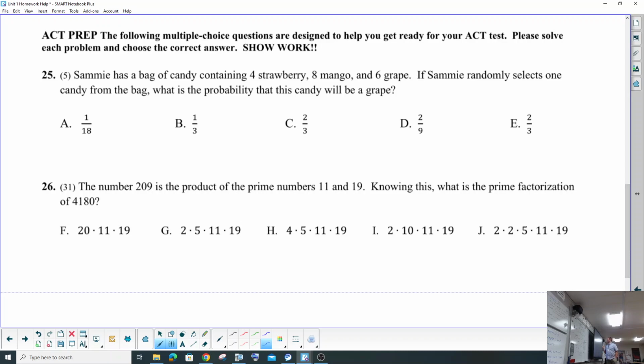Sammy has a bag of candy containing 4 strawberry, 8 mango, and 6 grape. So that's 4 plus 8 plus 6, so that's 18. If Sammy randomly selects 1 candy from the bag, what is the probability this candy will be a grape? Well, we have 6 grape total. So the probability of being a grape is 6 out of 18 total.